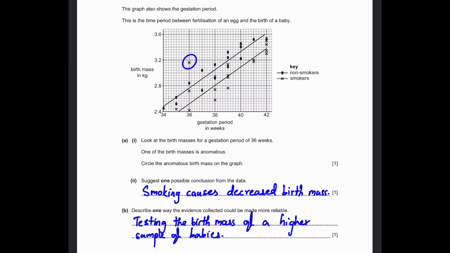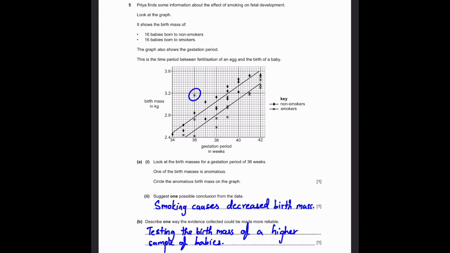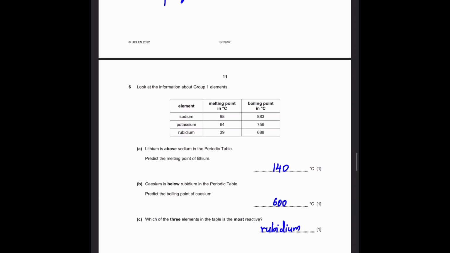2. Suggest one possible conclusion from the data. Well, as you can see, excluding the anomalous result, smoking causes decreased birth mass for the baby. B. Describe one way the evidence collected could be made more reliable. Well, we can see they tested 16 plus 16, which is 32 babies. Why not test a bit more, like 50 or 100 or something like that. So they can test the birth mass of a higher number of babies. That's the answer. Let's go to question 6.